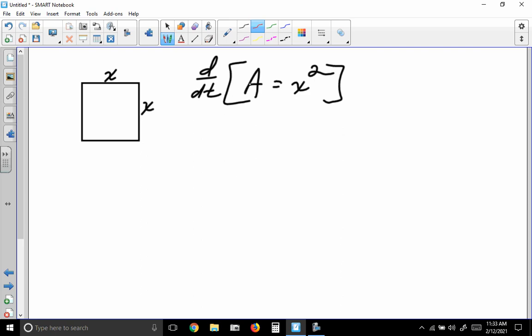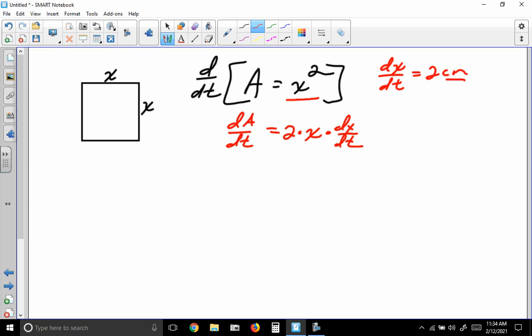So the derivative of A with respect to t is dA dt. If we take the derivative of x squared with respect to t, since our variables don't match, it's the chain rule, so bring the 2 down, x to the 1 less power times the derivative of the inside function with respect to t. So the derivative of x with respect to t is dx dt. So let's suppose that the sides are growing at a rate of 2 centimeters per minute. So if we're looking at how fast it's growing, that's dx dt.